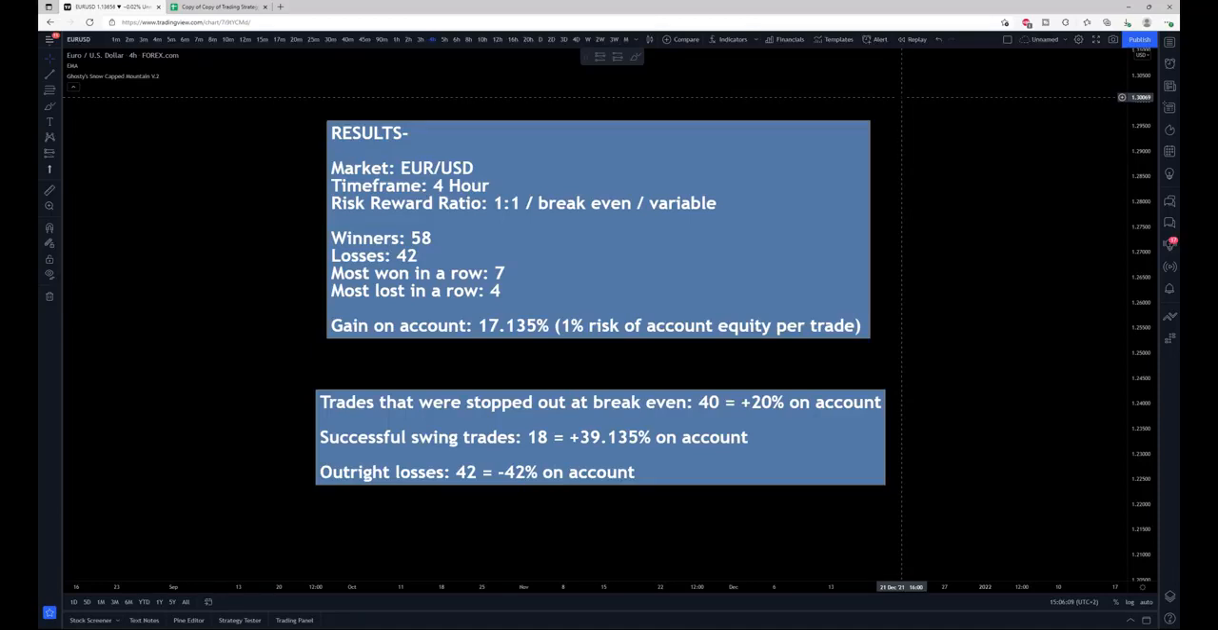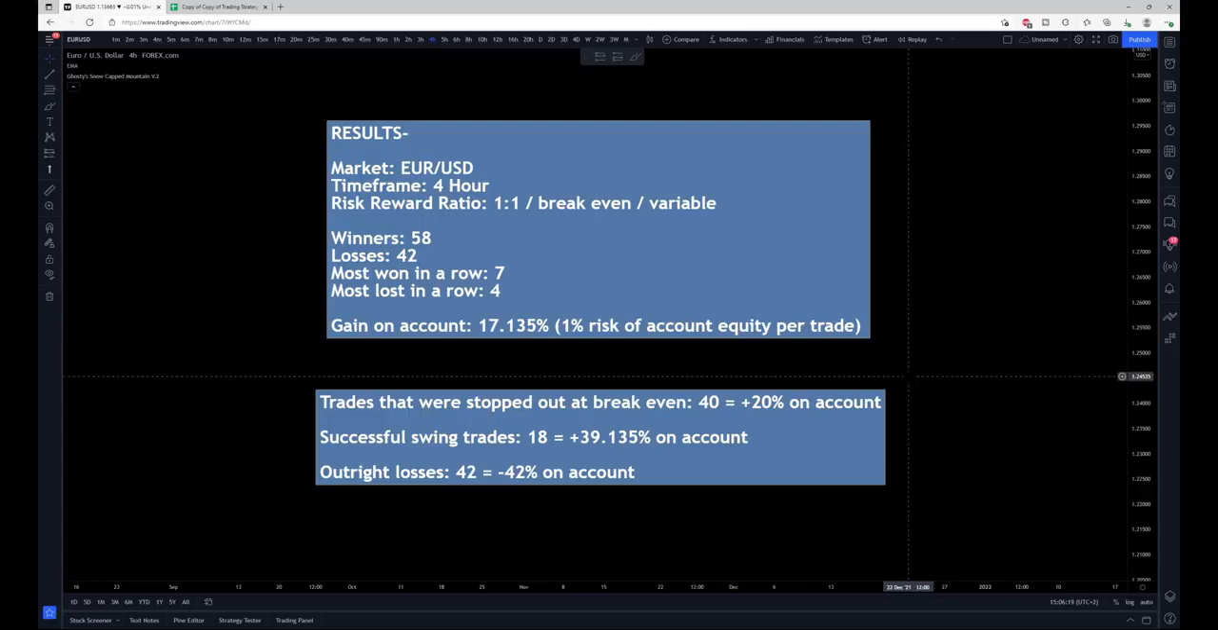So it didn't perform terribly. It didn't perform very well. That's why I'm going to talk about how you can greatly improve it and make it perform well. Now, trades that were stopped out at break even, there were 40. So 40 of the trades only hit that 1-to-1 target and then got stopped out at break even after that. Each one where you only have half of the position closed at a 1-to-1 risk reward ratio target, you're only going to get 0.5% per trade. So only 20% gain on the account from those 40 wins.